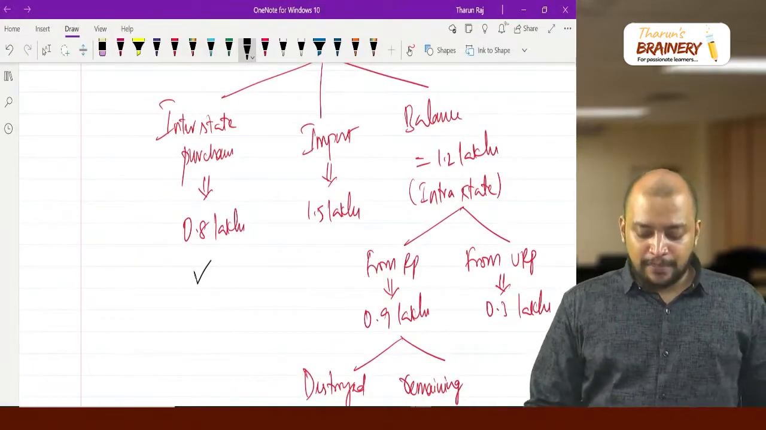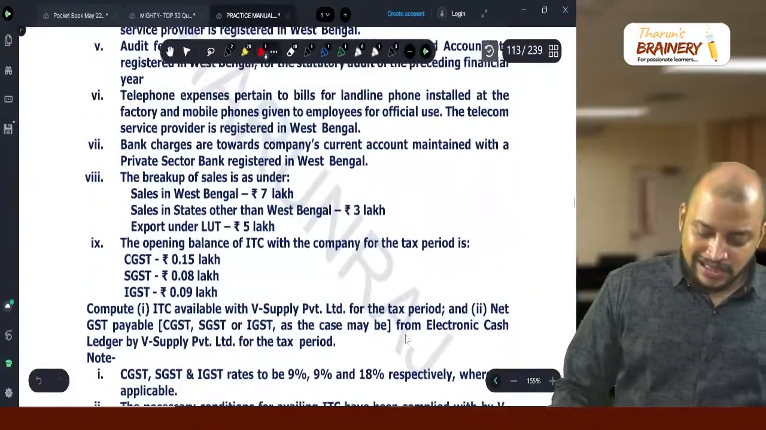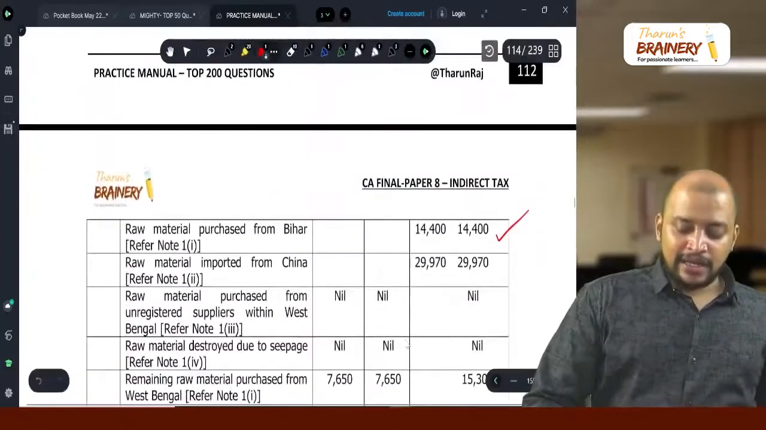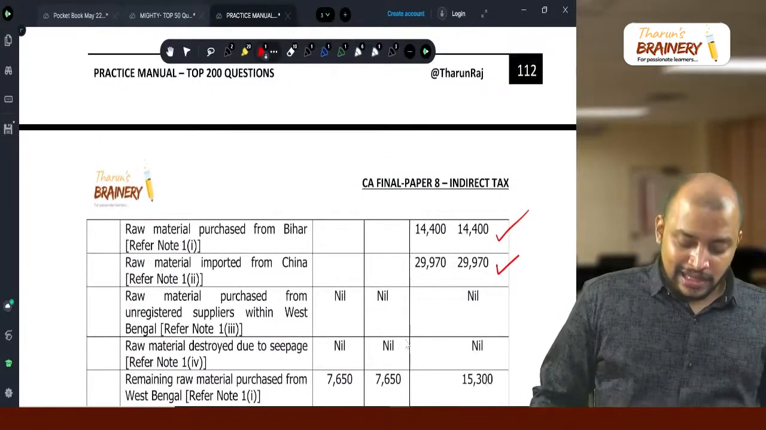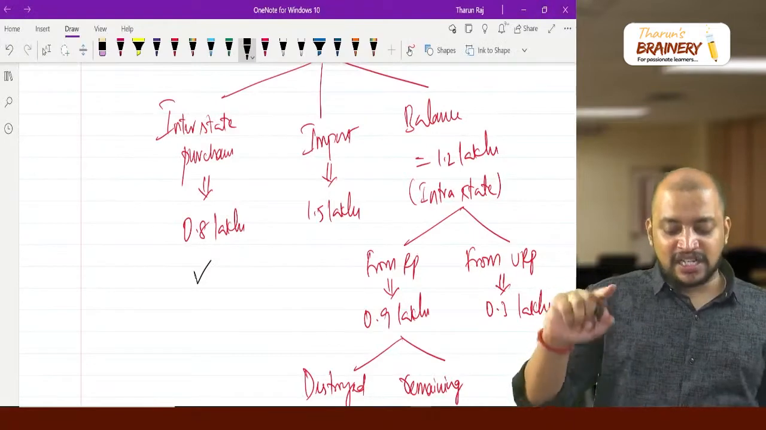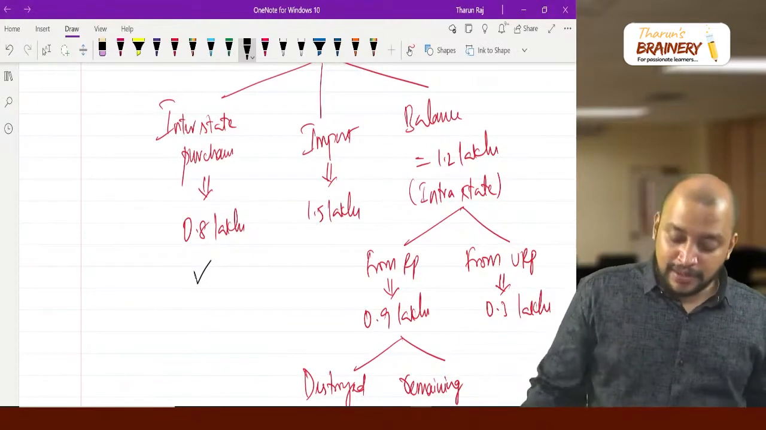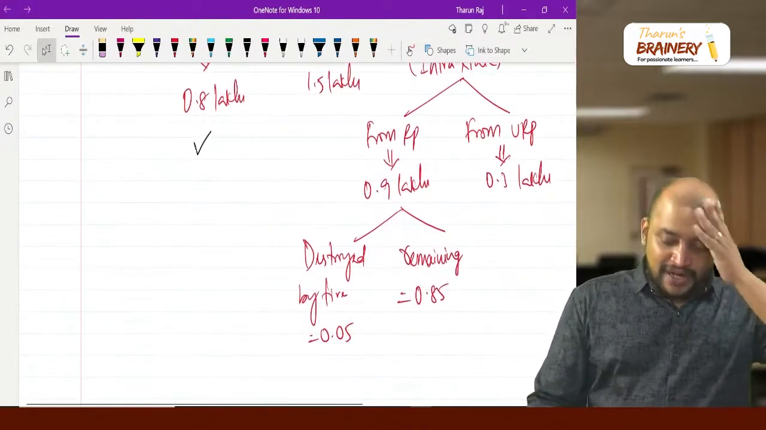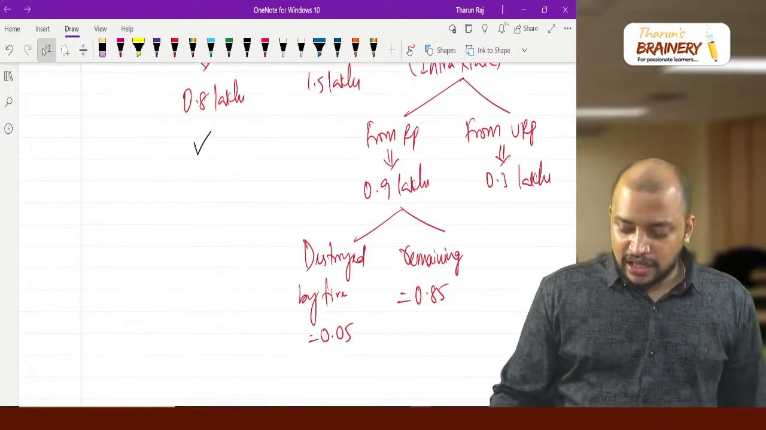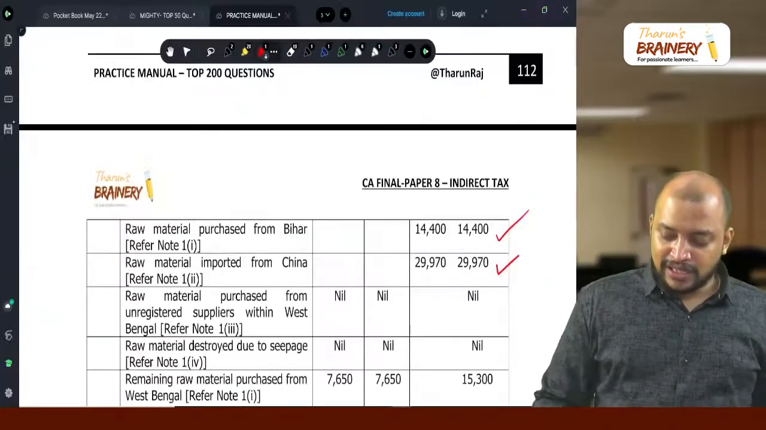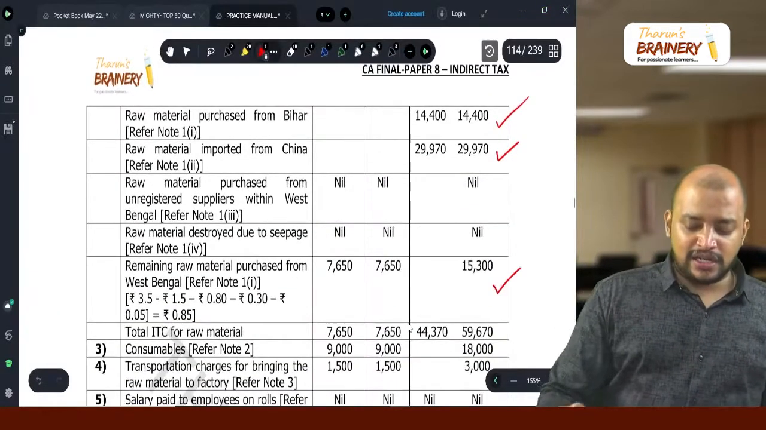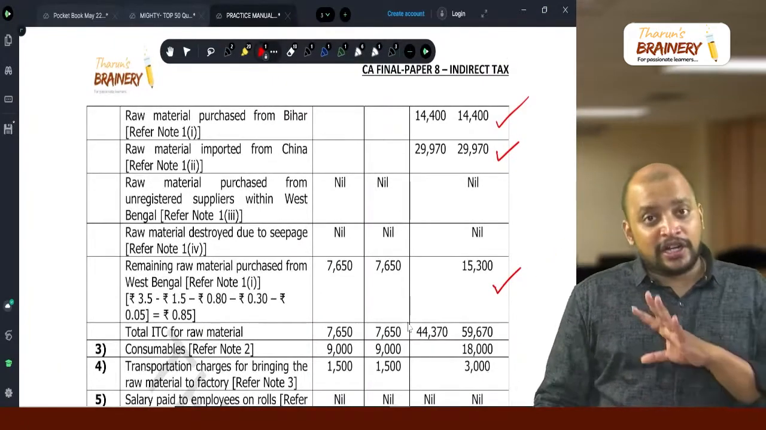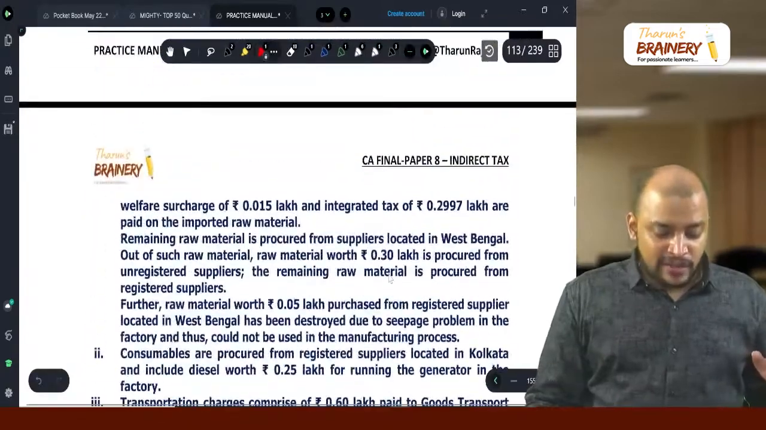Second, import. On import, IGST paid. What is IGST paid? 0.2997 lakhs, that is 29,970. That is also import IGST. Then the next one, raw material purchased from an unregistered person, no GST paid. Raw material purchased from a registered person within the state, only 0.85. So 85,000 into 9% is 7,650, 7,650. You understood? So raw material point is over. Then the next one, number 2.